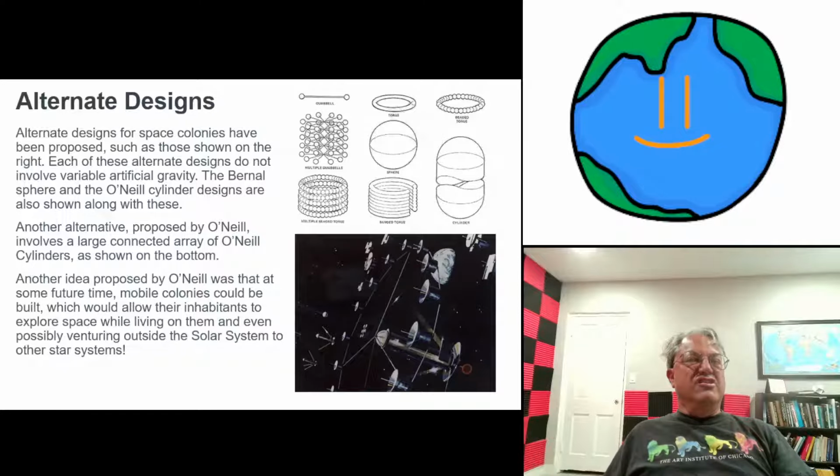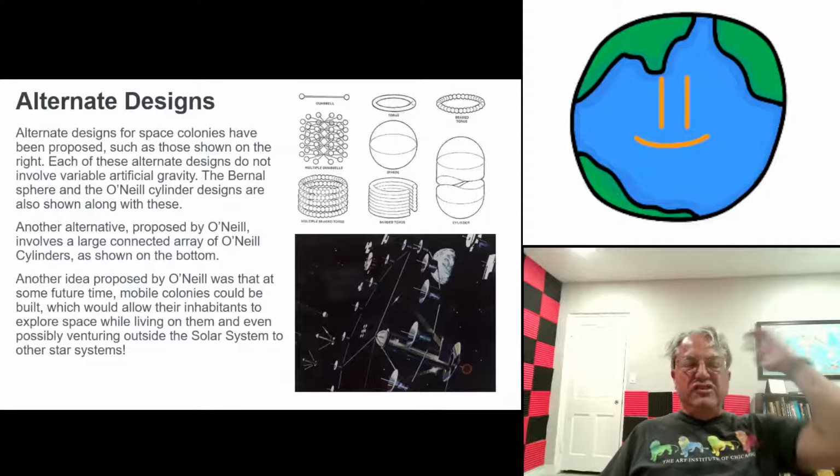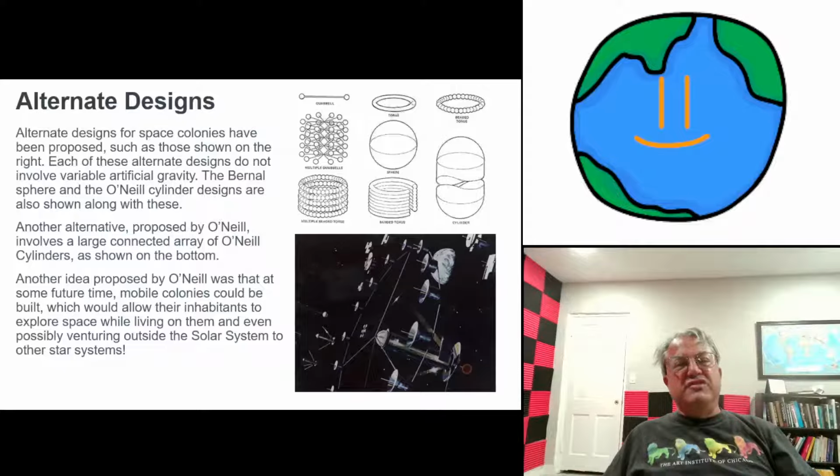Another thing O'Neill imagined, he didn't think these things had to be stationary. They don't have to stay at the Lagrange points. If you wanted to have a permanent colony, yes, you'd have to have them at the Lagrange points, L4, L5. But nobody said you had to stay there. So why not put engines on them? Why not make them venture into space, like the Enterprise on Star Trek, and even maybe go to another star system eventually.